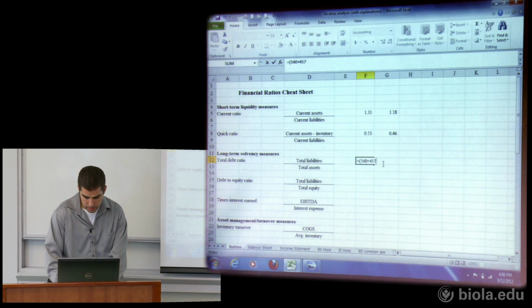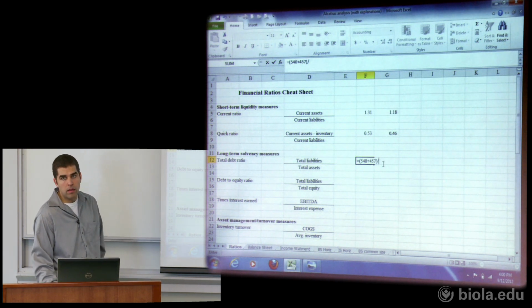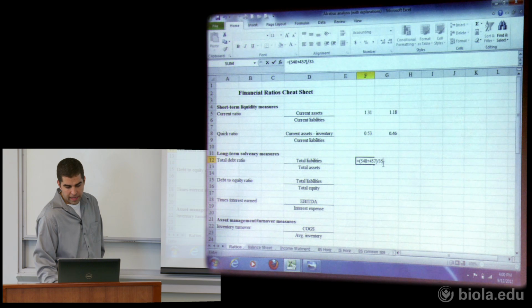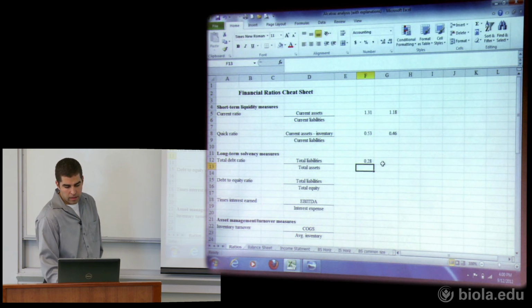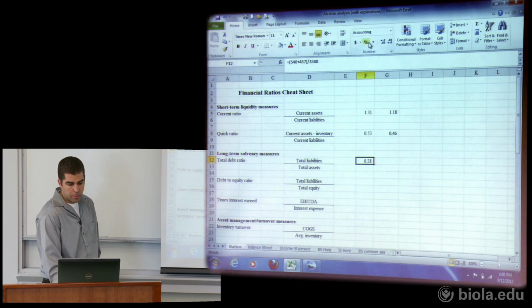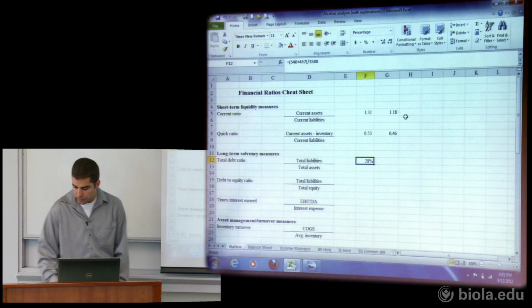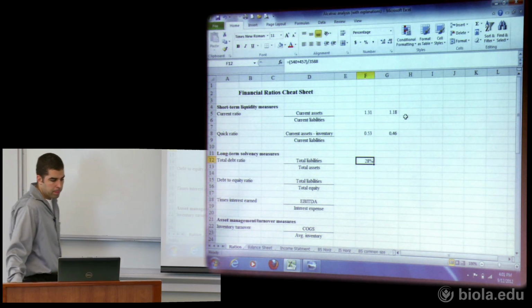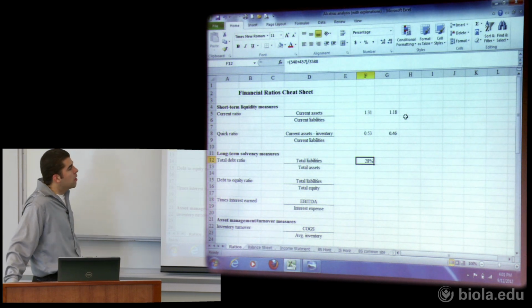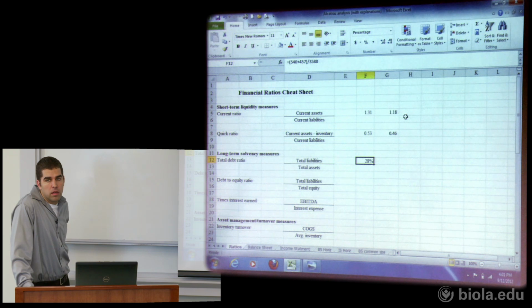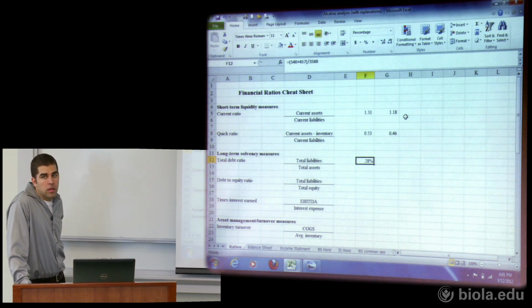457, and divide that by your total assets, which is 3,588. Is that what you got? So 0.28, or 28%. How would you express that in a sentence? What does that tell you? For every $100 you have in your assets, $28 of that comes from loans. Yeah, very well said.